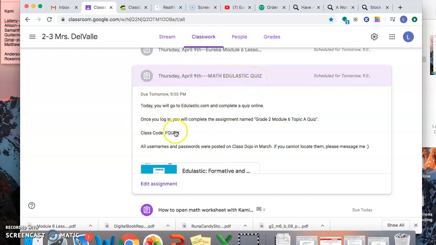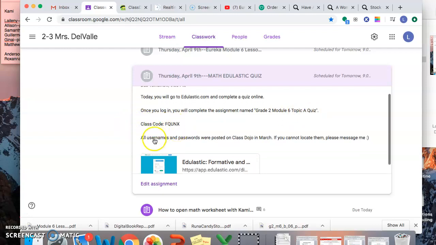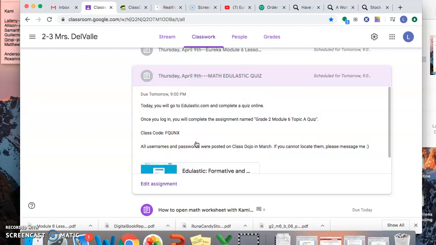So it just tells you here that you're going to go to edgeelastic.com, and I attached the website for it right here. Once you log on, your assignment will pop up right away. It's called Grade 2 Module 6 Topic A Quiz. I put the class code here if you need it, and all the usernames and passwords were posted on Class Dojo in March. If for some reason you cannot locate them, then just message me on Class Dojo and I will help you out. But this assignment, it's a very short assignment.